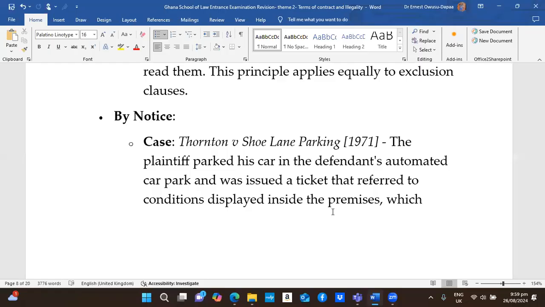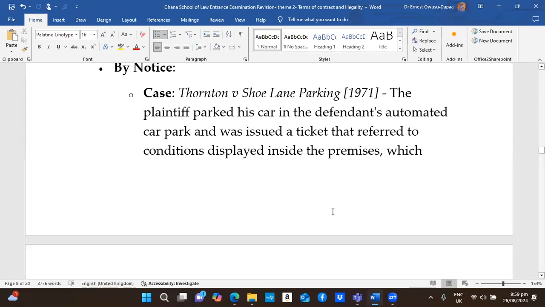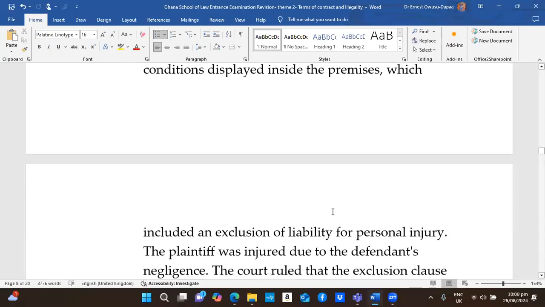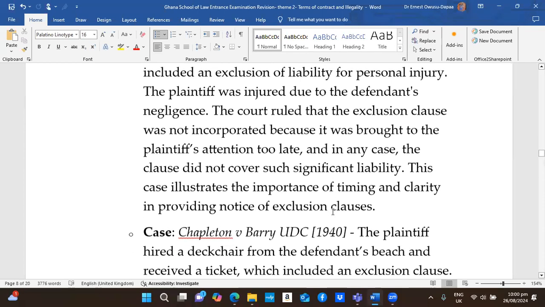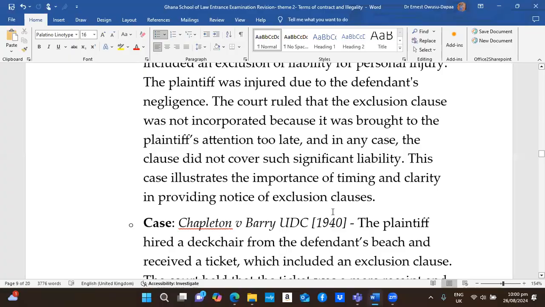And the car parking example, we know the case of Thornton against Shoe Lane Parking. And as you know, over there, they have like automated system. If you park your car, then you are given a ticket, and the ticket will say that conditions displayed inside the premises are the conditions on basis of which you have parked your car, and it included an exclusion clause saying that no liability will be accepted for personal injury. And later on, when an injury occurred, the court took the view that the exclusion clause was not properly incorporated, because when you entered and you pressed the machine, the automated machine, you are given the receipt, and the receipt refers you back to terms and conditions which are stated on the premises that you are here to enter.